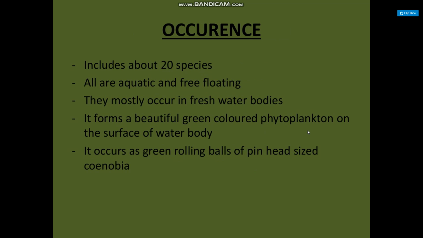Occurrence includes about 20 species, and all are aquatic and free floating. They mostly occur in freshwater bodies. It forms a beautiful green colored phytoplankton on the surface of the water body. It occurs as green rolling balls of pinhead-sized coenobia.